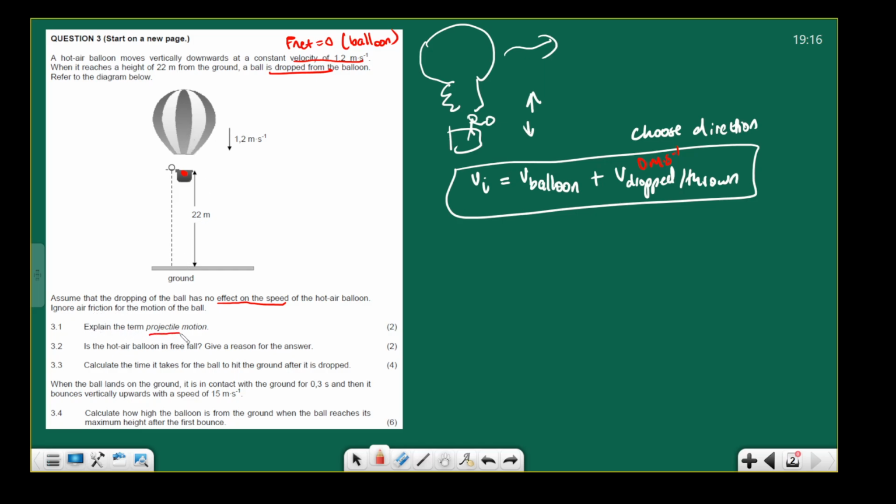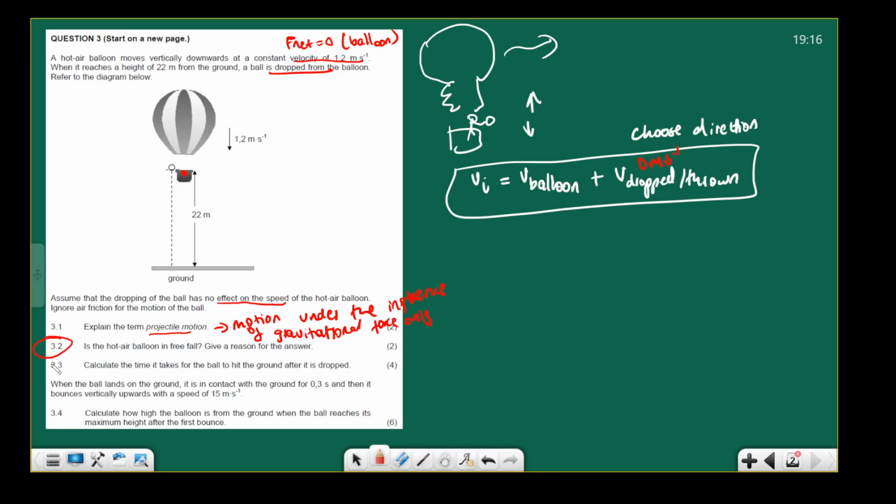Explain the term projectile motion. So remember, projectile motion is motion under the influence of gravitational force only.